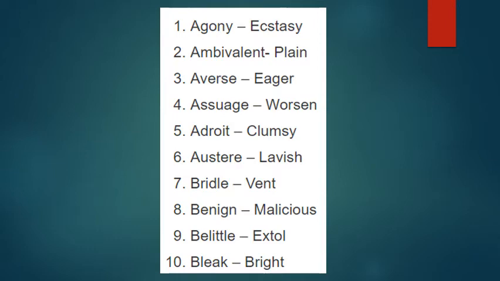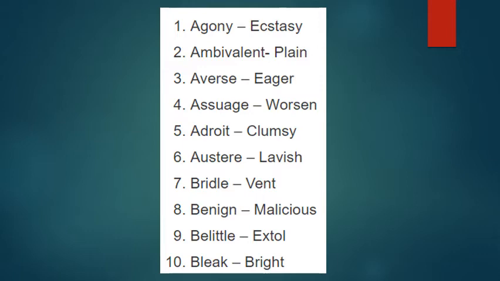Adroit, clumsy. Adroit means skillful, having skill. Clumsy means unskillful, awkward. Austere, lavish. Lavish means luxurious, and austere means no comforts, no luxury, giving up all the pleasures. So monks are austere.